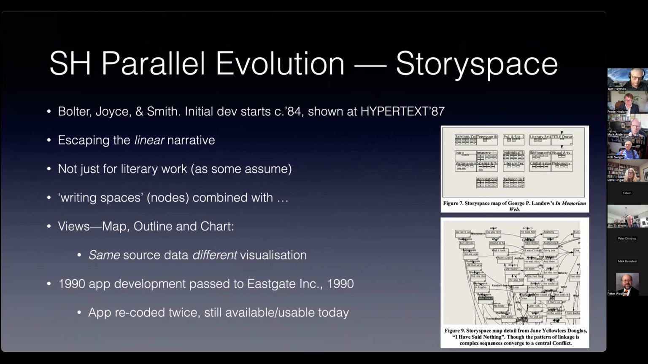So Storyspace had three different views. It had a map view, which is what's shown here, an outline, which looks like an outline, and a chart, which looks like a chart type layout. The key thing that's often missed is it's the same source data, just in different views.